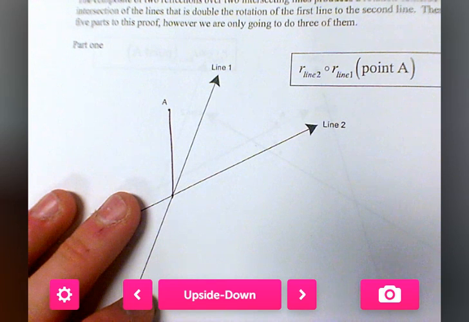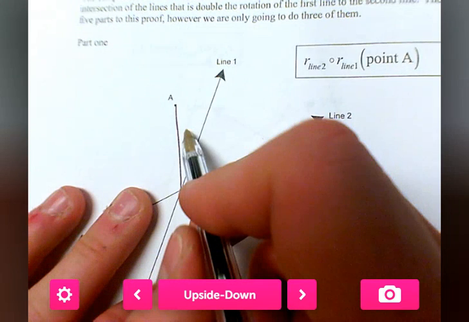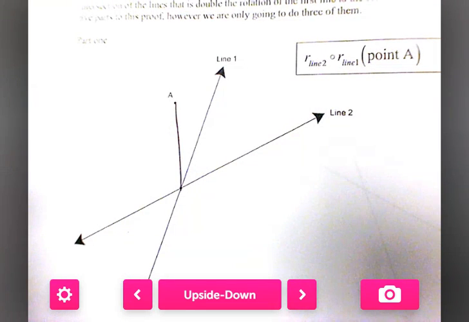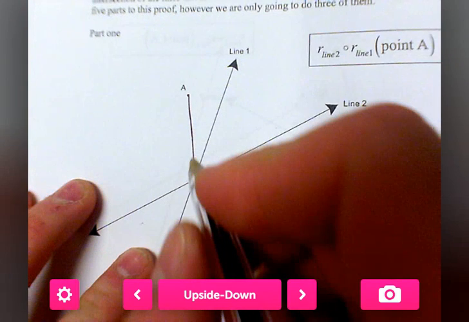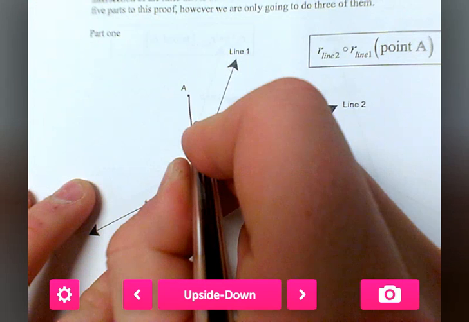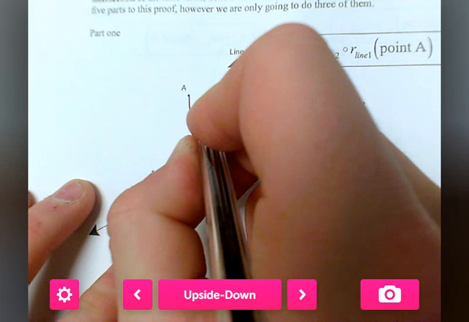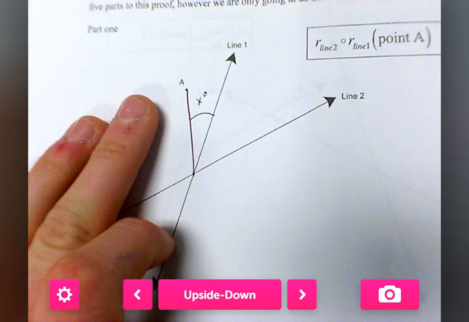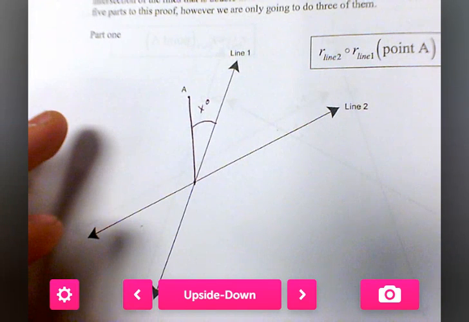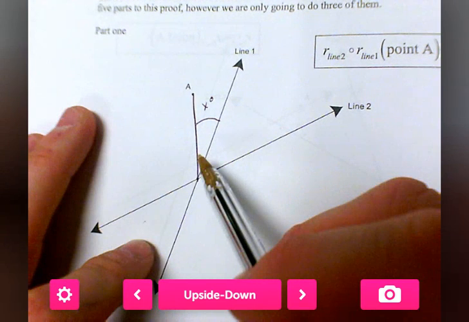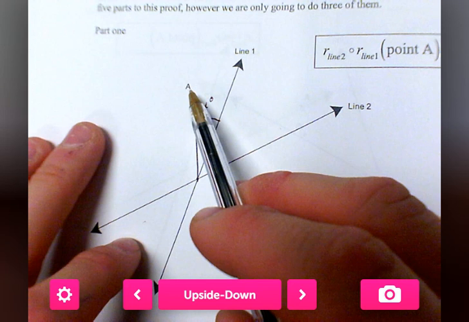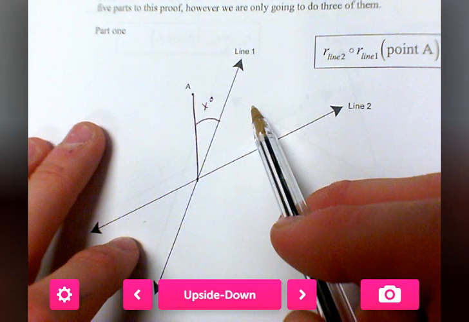So now, instead of using lengths like we did when they were parallel, we're going to use degrees for angles. So this angle, we're going to say is x degrees. Can you guys see that in the back, x degrees? Yeah? Okay. So the principle stays the same. We're going to reflect over line 1. So our A prime should be somewhere over here.